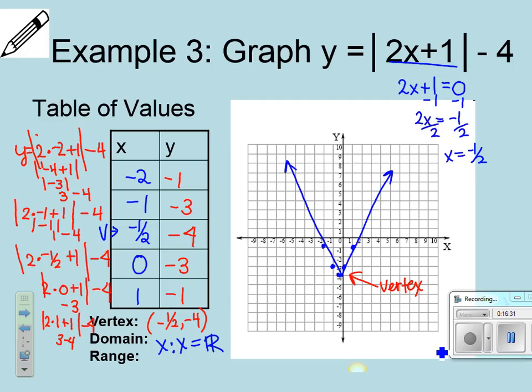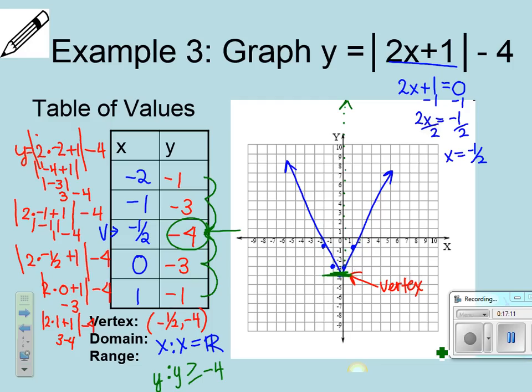The range, however, if you look at this graph, remember the range has to do with where this vertex is, and then the graph is going to continually go up forever that way, but it starts right here at -4, and then it continues on forever in the positive direction. As you can see, the table goes from -1 to -3 to -4, but then back up to -3, back up to -1, and it doesn't get any smaller than -4. So the range is y such that y is greater than or equal to -4.